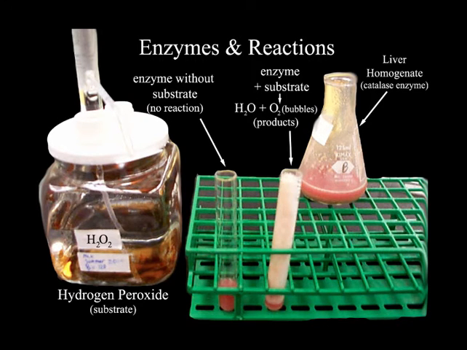Here is an example of the after reaction state. Hydrogen peroxide was the substrate. The enzyme was peroxidase, isolated from the liver. The tube on the left shows the enzyme without its substrate. The tube on the right shows what happens when the two are mixed. The result of the reaction is oxygen being given off, as can be seen by the bubbles.